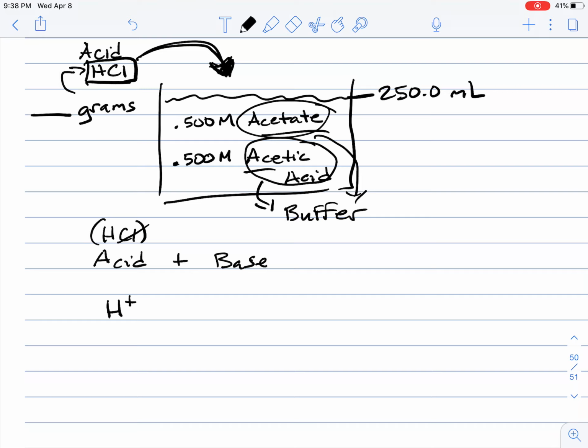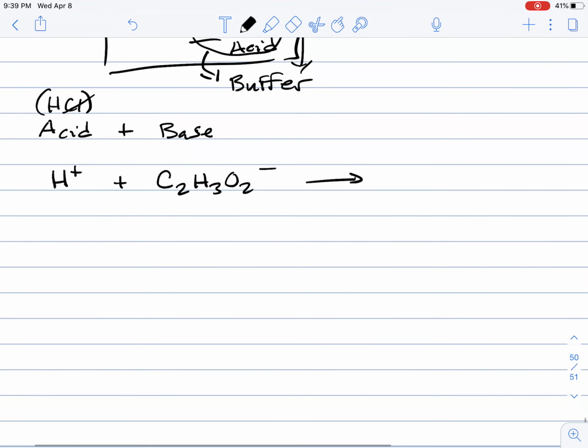However, we're not going to ignore chloride completely if it's out of the solution, because we're trying to measure the mass of HCl. The base in this buffer is going to be acetate, which is C2H3O2 with a negative charge. When you have the acid reacting with a conjugate base, that's going to produce the weak acid, or the conjugate acid.